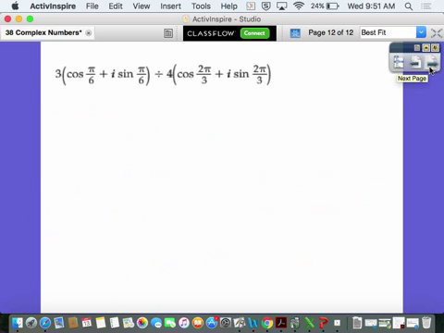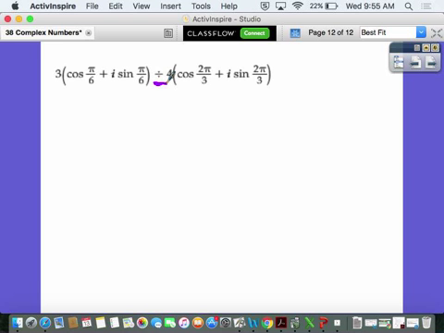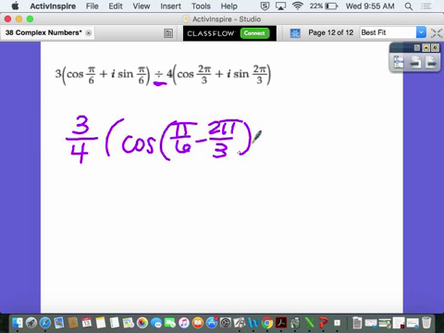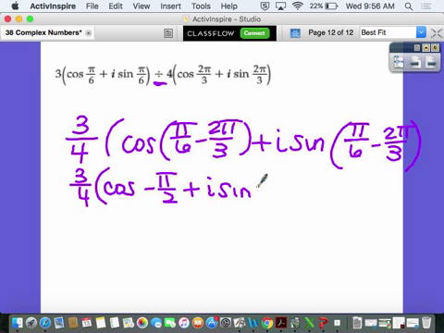You're doing this one below, the quotient. So we divide. What goes on top? 3. So that means 4 is on the bottom. What do you do to your thetas? Subtract them, for both sine and cosine. When you subtract them, you get negative pi over 2. So you'll have 3/4 cosine negative pi over 2 plus i sine negative pi over 2.